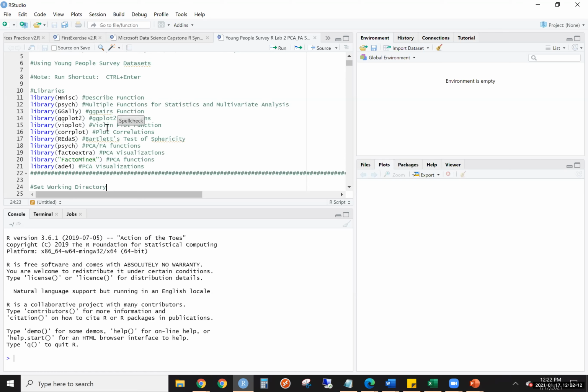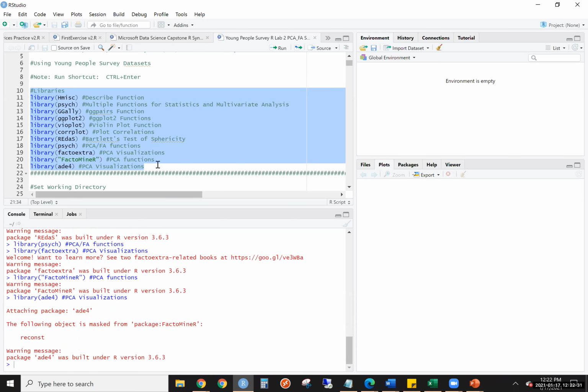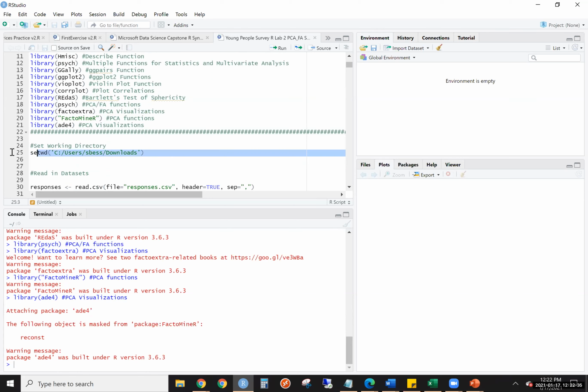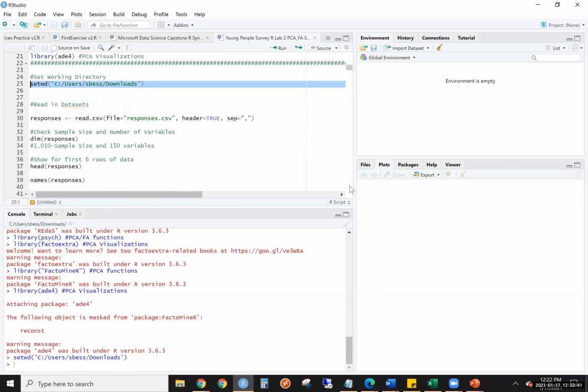GGally, ggplot, corrplot, these are all helpful in visualizations, as we'll see. And then Bartlett's test of sphericity and some of these other ones will be used for visualizations as well as for checking our assumptions. So I don't forget again, I'm going to read in all these libraries, and so we can see them all read in. We're going to set the working directory so that we can read our files from this folder, as well as export out if we need to.